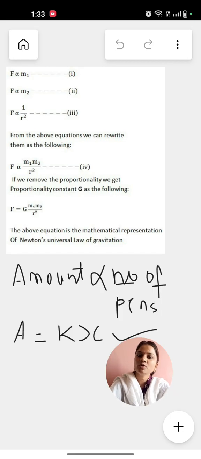between any two objects is directly proportional to the product of their individual masses and inversely proportional to the square of the distance between them. If we remove the proportionality and add an equal to sign for that relationship, we have to add one constant of proportionality. In this case, we have added capital G. It means G is a constant of proportionality having an exact value of 6.67 × 10^-11 N m² per kg², and this is a constant in the whole universe.